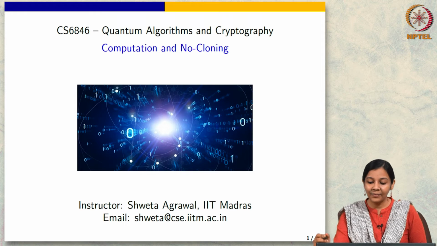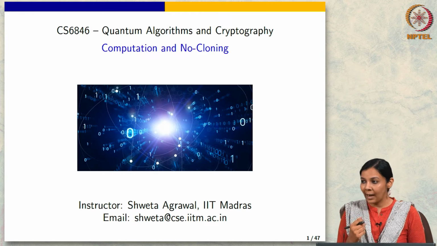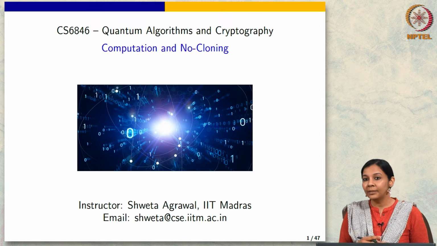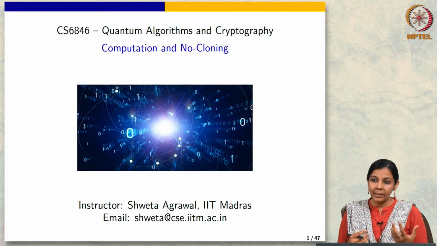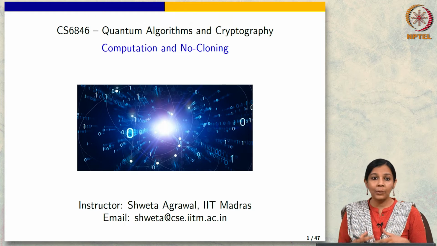Let's get started with quantum computation and no cloning today. Last time we already talked a little bit about the basics of quantum information. We defined a qubit, and we discussed how to represent multiple qubits. We discussed a little bit about the origins of quantum mechanics and so on and so forth.